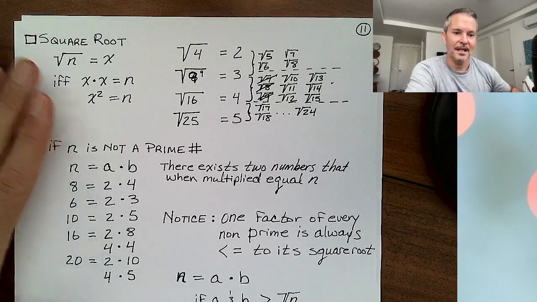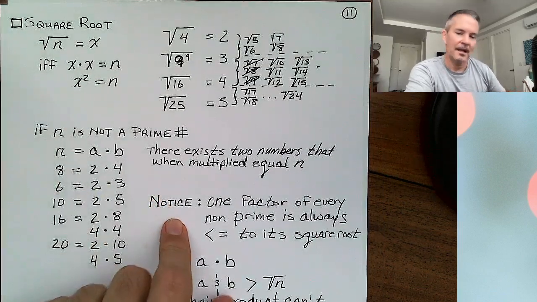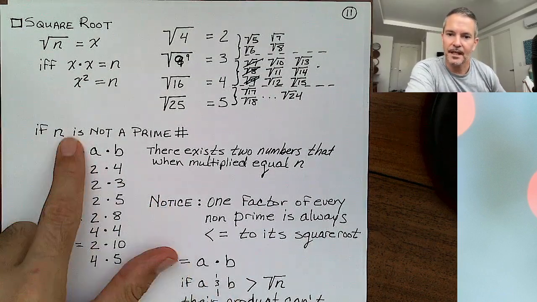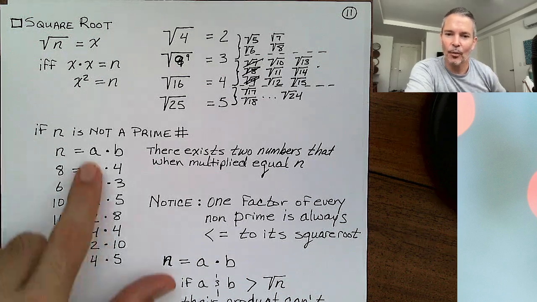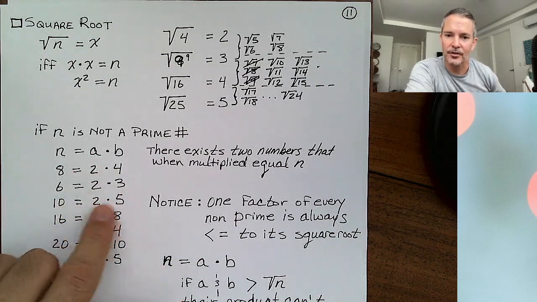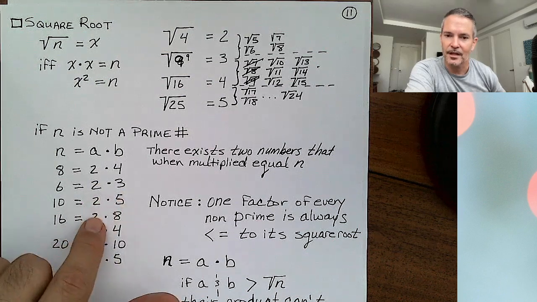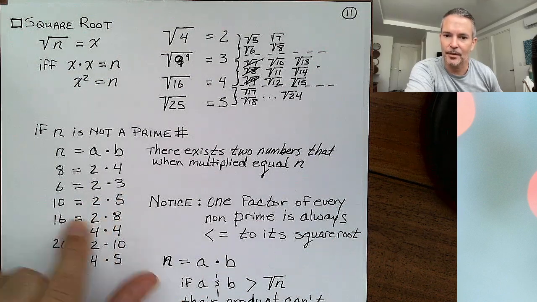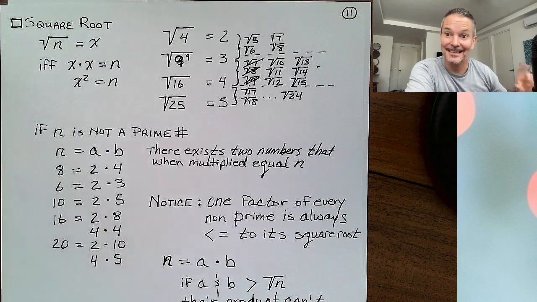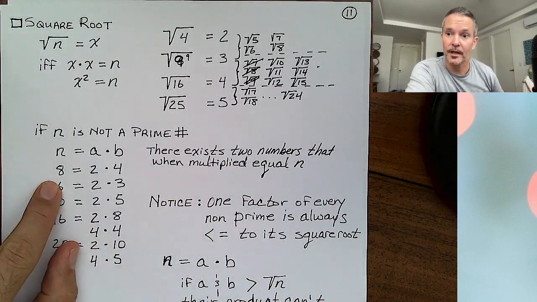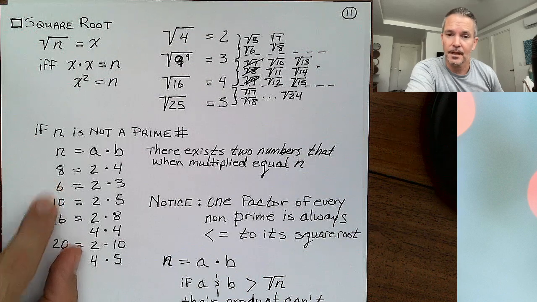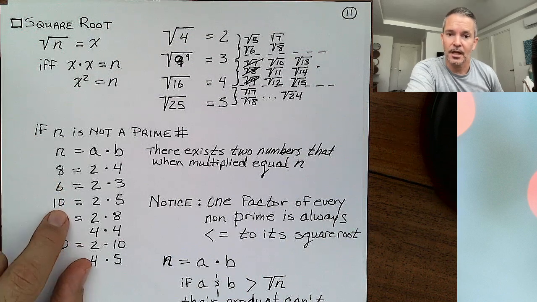All right. I want you to notice something. In all of these examples, at least one of the factors, these are called factors, that I'm multiplying to get the number, at least one of them is less than or equal to the square root of n. Okay? So let's take a look here.